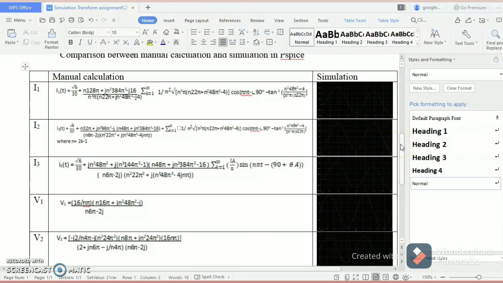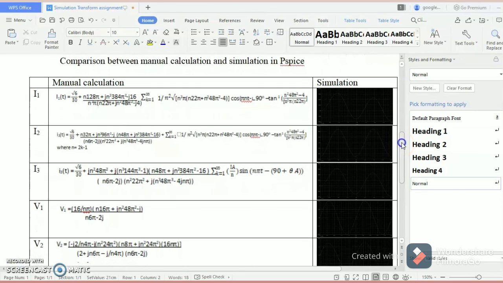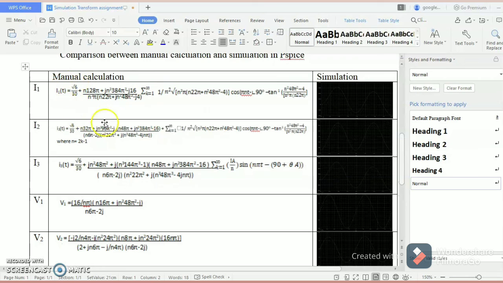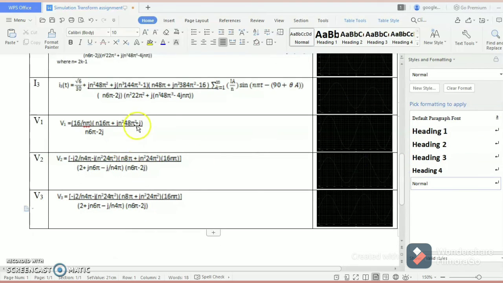Now let's compare the manual calculation and the simulation in PSpice. For I1, the manual calculation that we obtain is like this. For the simulation part, we obtain the sine graph like this. For I2, we obtain the manual calculation and the simulation like this. For I3, we obtain the manual calculation like this, and for the simulation, I3 and I1 are almost the same. For V1, we obtain the manual calculation like this, and the graph is like this.